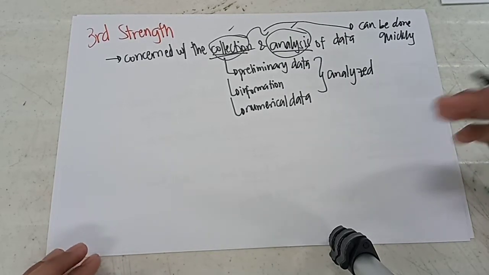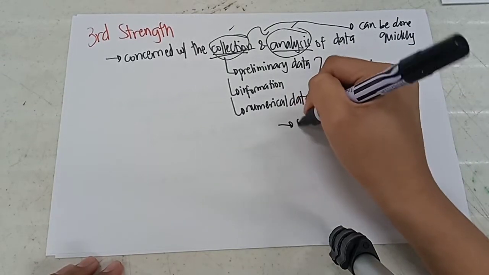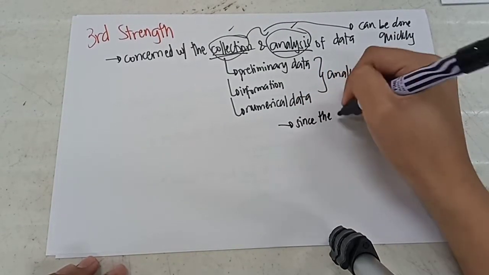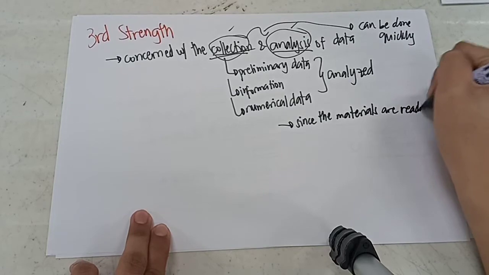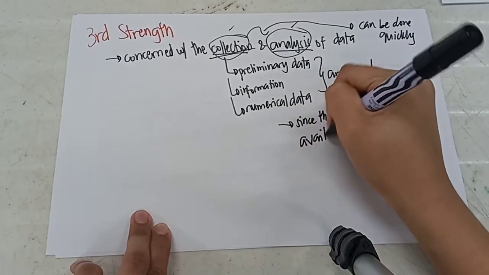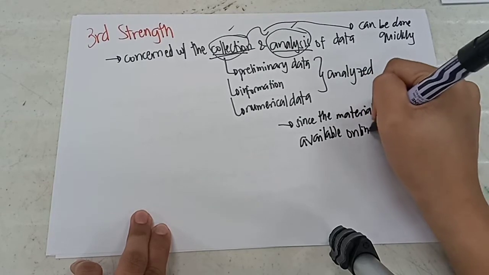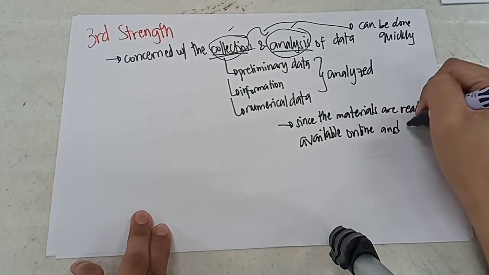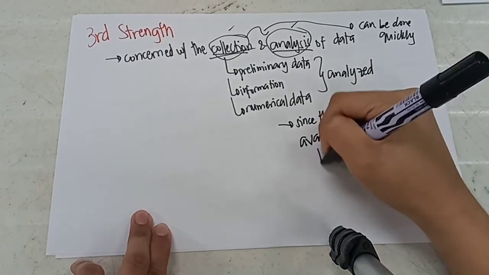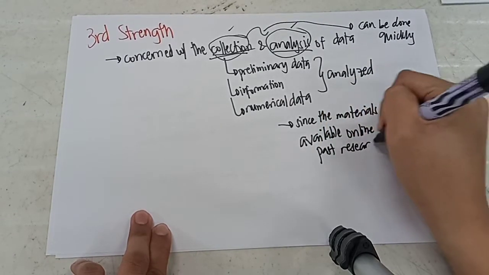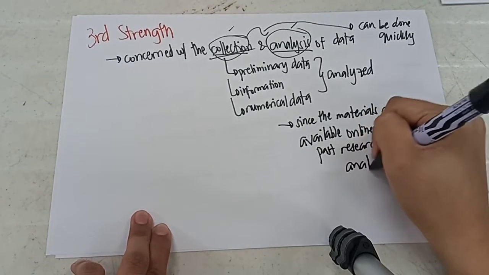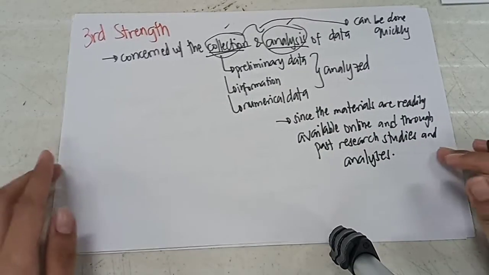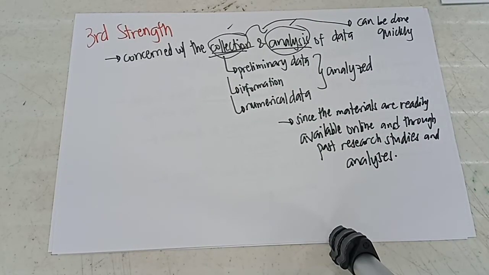So, why can it be done quickly again? Since the materials are readily available online and through past research studies and analysis. Okay? So that is why we can gather and collect data and analyze it easily.